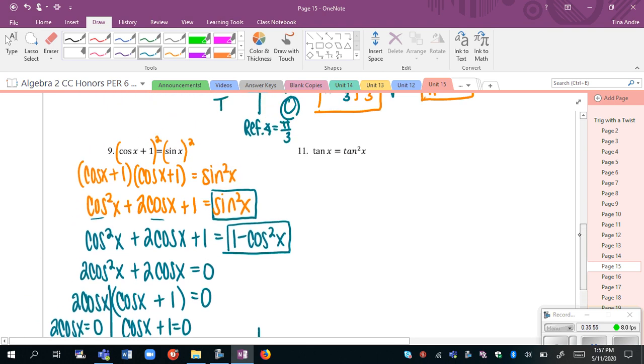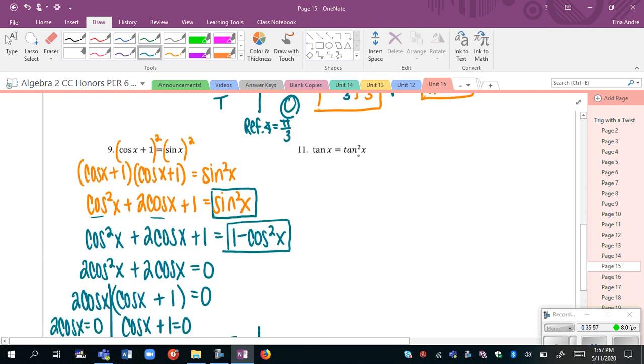So then the last one here, we have tan x and tan squared of x. We're all in terms of tan, so I'm going to leave it in terms of tan. I'm thinking let's get this equal to 0 so we can factor. So I'm going to bring the tan x over to this side. So I'm going to have tan squared of x minus tan of x equals 0. And now I can factor out a tan x. So I have tan x times tan x minus 1 equals 0.